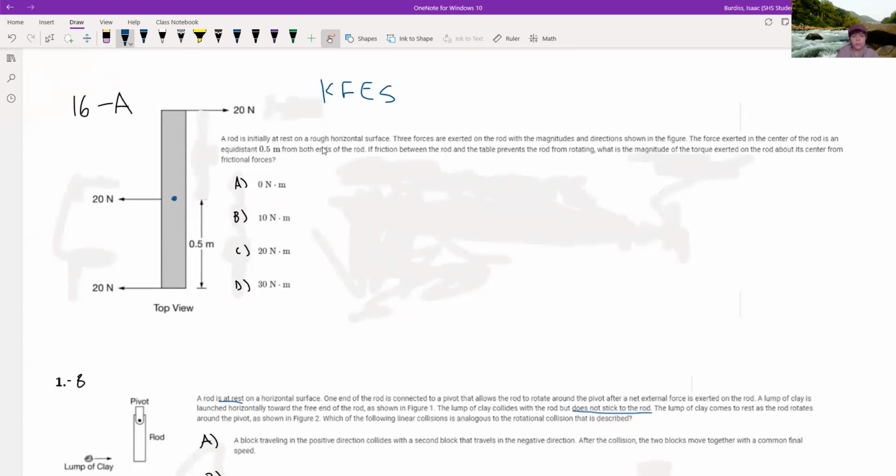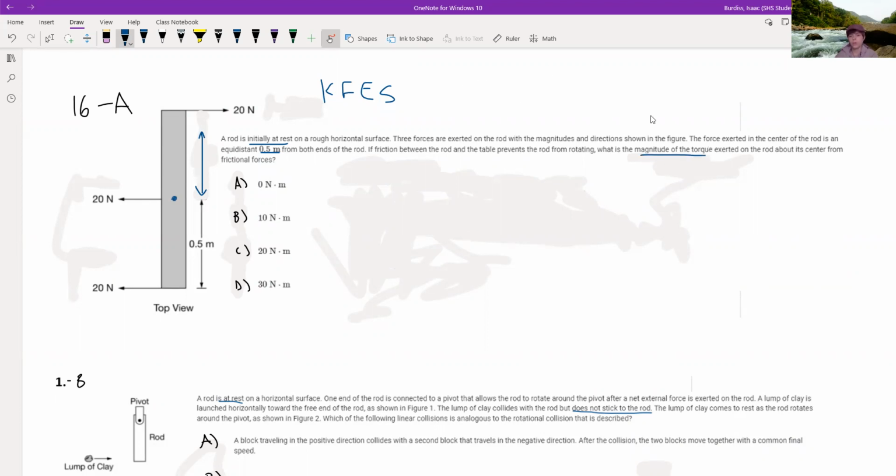A rod is initially at rest. Okay, that might be important. Then there's 3 forces on it. It is 0.5 meters from the pivot, or it's saying basically the pivot is 0.5 meters from each end. It's just basically in the middle, and the length is 0.5 for both. So that's going to be the same. And if friction between the rod and table prevents it from rotating, what is the magnitude of the torque exerted?